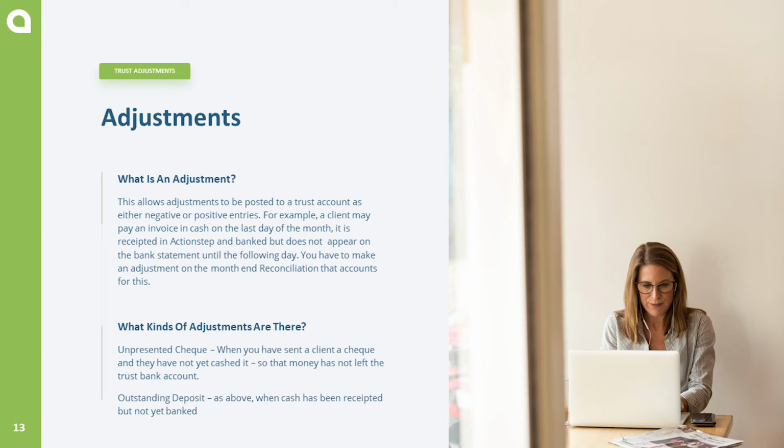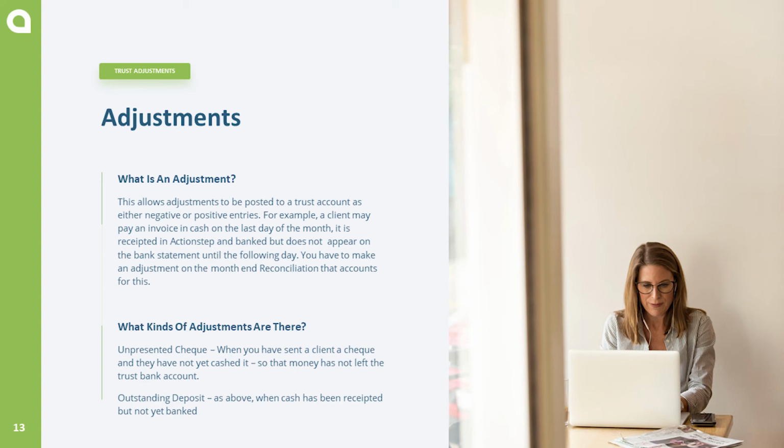the following day. So when I'm doing that month-end reconciliation, I can see in my Action Step transaction that there has been a deposit. However, that deposit doesn't show in my bank account statement. So what we do there, we don't change the deposit in Action Step because it is the date that we received the cash. What we do is we do an adjustment, and that adjustment shows that we're waiting for that cash to appear on our bank statement.